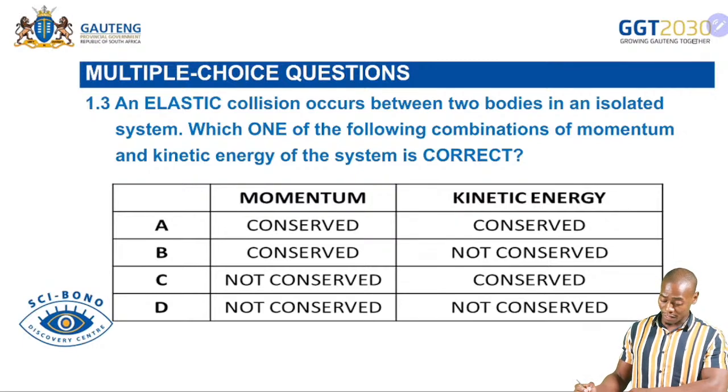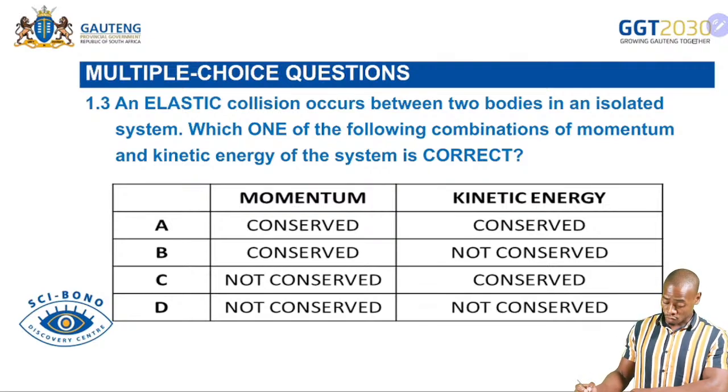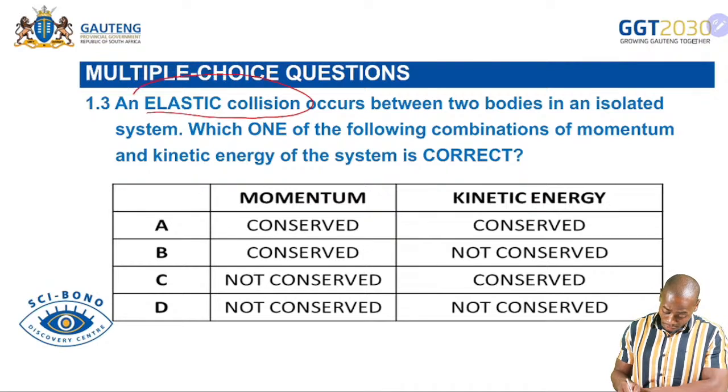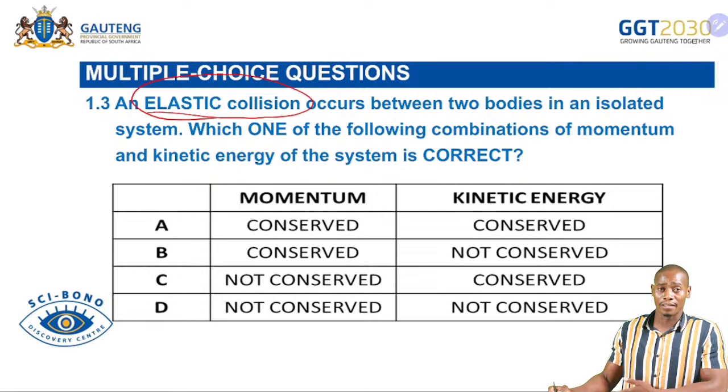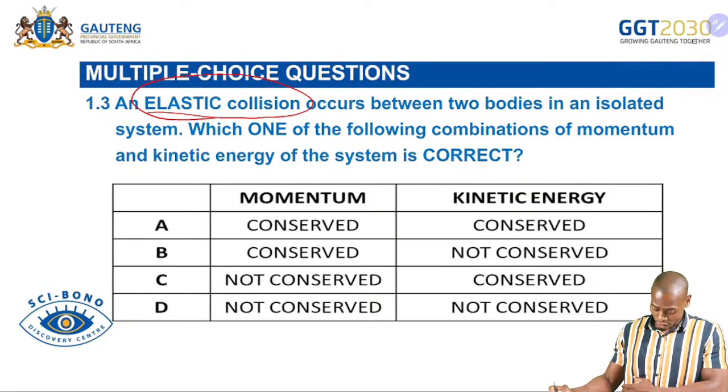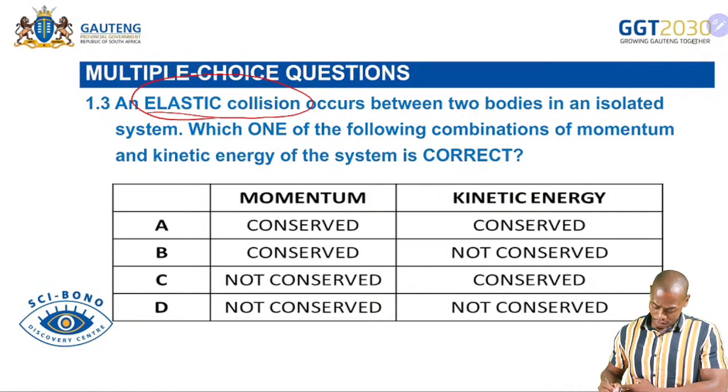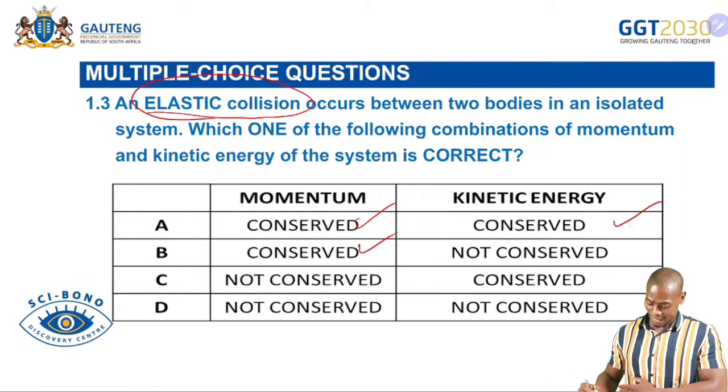Okay. Then an elastic collision occurs between two bodies in an isolated system. Which one of the following combinations of momentum and kinetic energy of the system is correct? So the collision is elastic. We know if the collision is elastic, both the total momentum and total kinetic energy are conserved. Looking at option A, momentum is conserved, kinetic energy is conserved. That is an elastic collision. Option B, momentum is conserved, but kinetic energy is not conserved. So it should be wrong because this is an elastic collision.